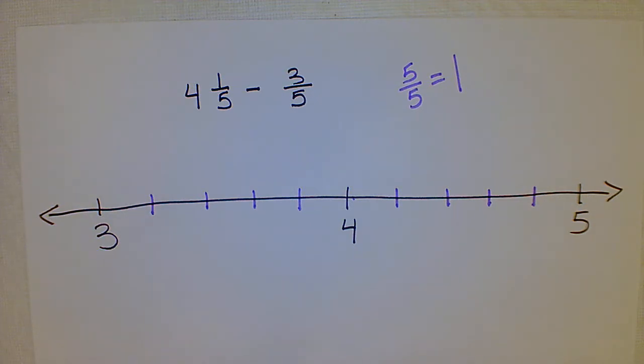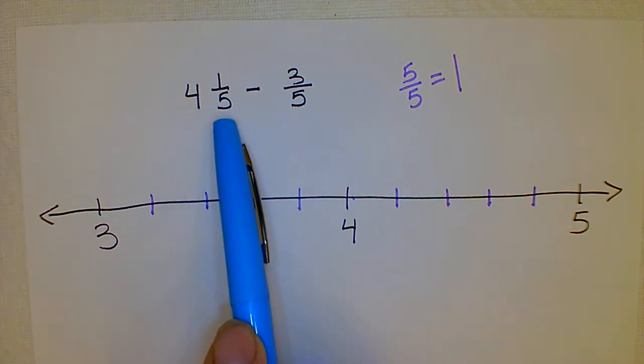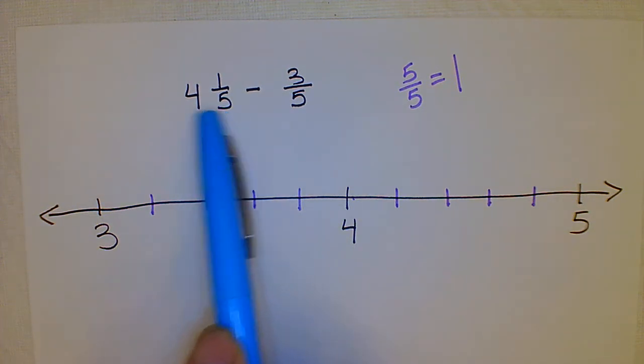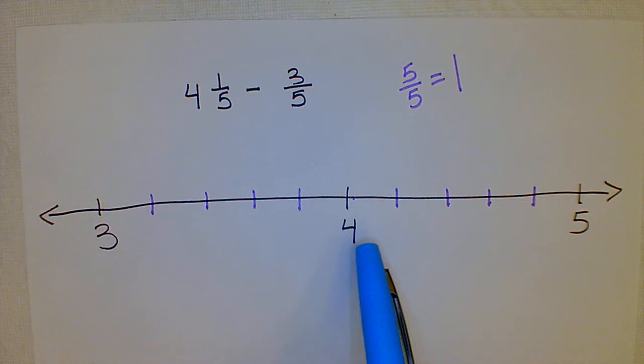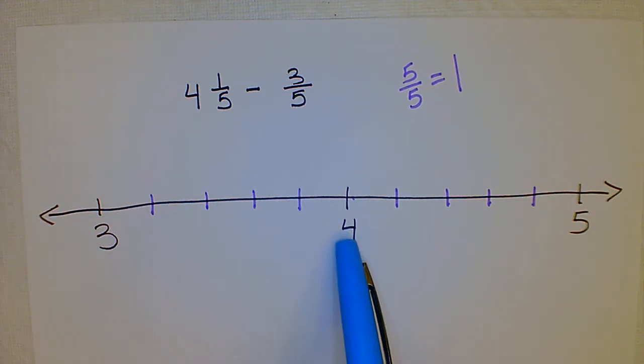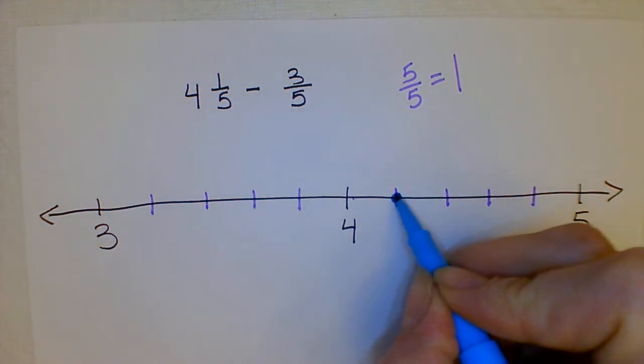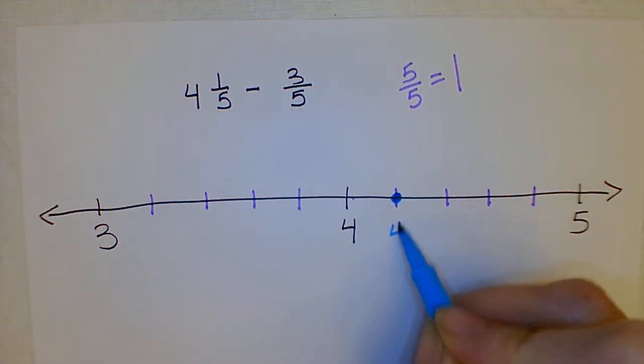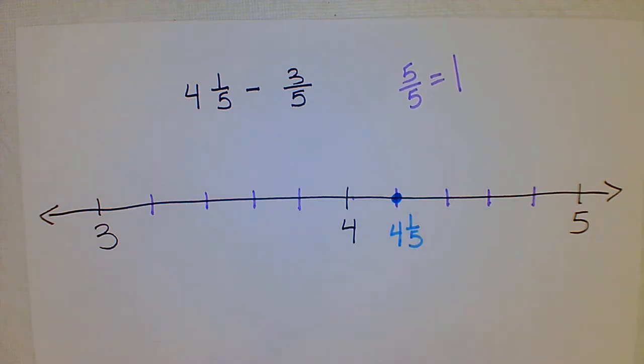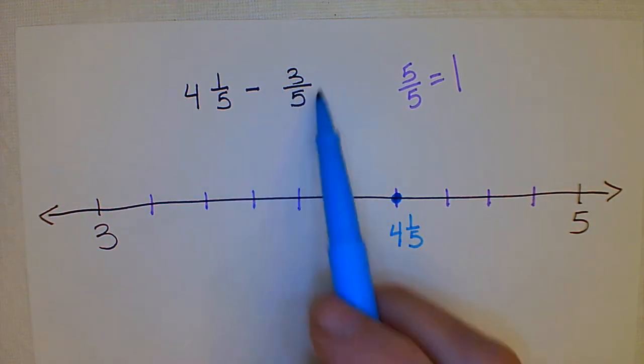So let's now show where we are starting. So we're starting at 4 and 1/5. So remember, that's just like saying 4 plus a fifth. So here's my 4, and I need to go up 1/5 more. So 4 plus a fifth lands me right here. So this is where I'm starting, at 4 and 1/5. Now what you can see is that once I get down to this 4, I've run out of the fifths, but I need to do 3/5.